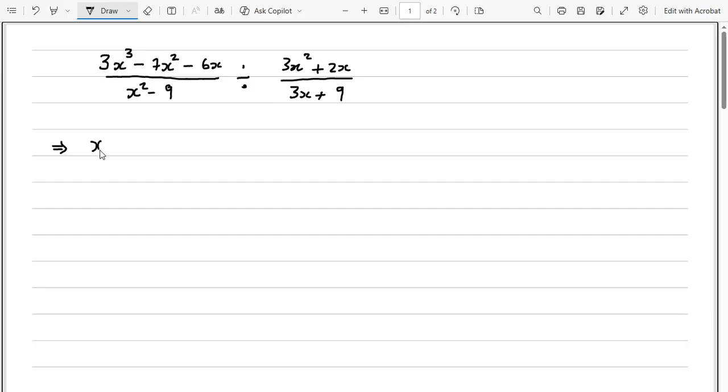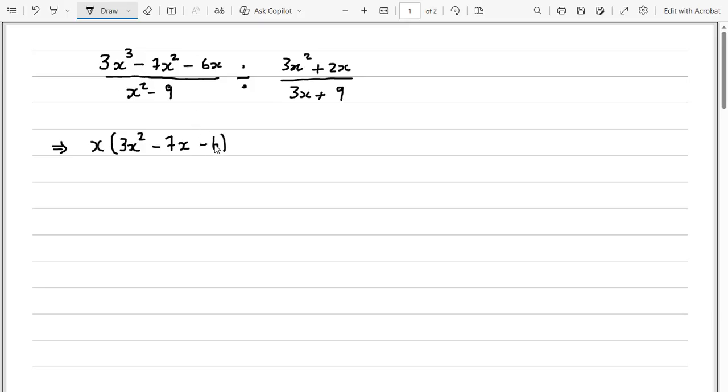So if I take x out as a common factor, the first term will be 3x squared, because x times 3x squared gives me 3x to the power 3. The next term will be left with 7x. Guys, if you need to understand how this works, I'm going to show you now.